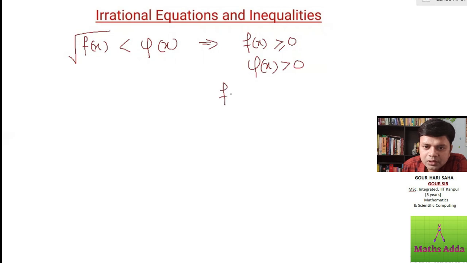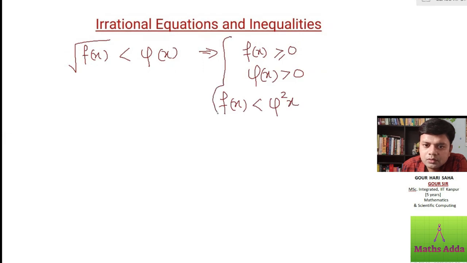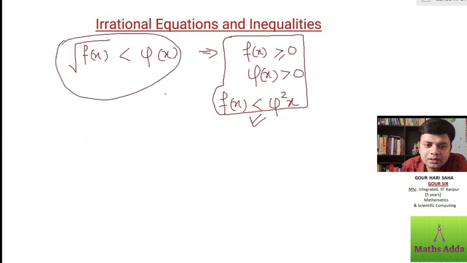So third is f(x) is less than psi square(x). So ultimately this system is equivalent to this inequality. So either I solve this one or I solve this one, I will be getting the same thing. So inequalities like this one, I will write like this one and then solve it.